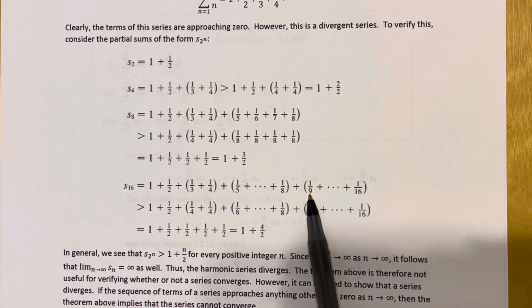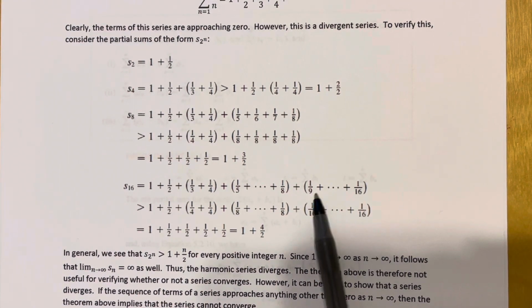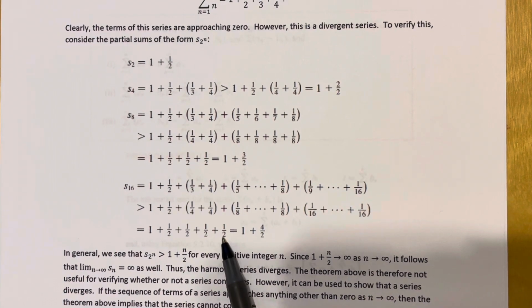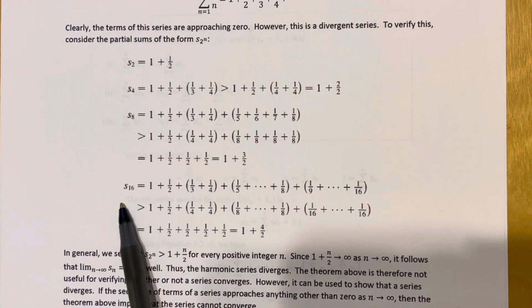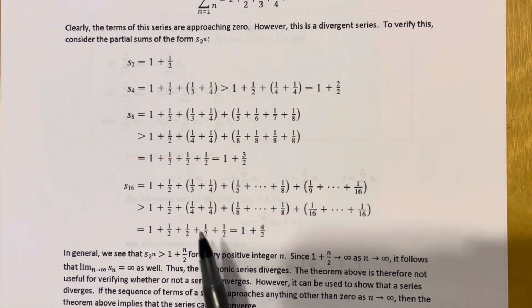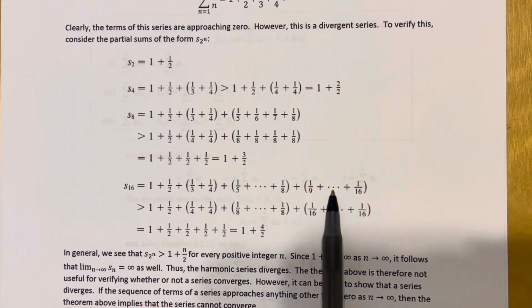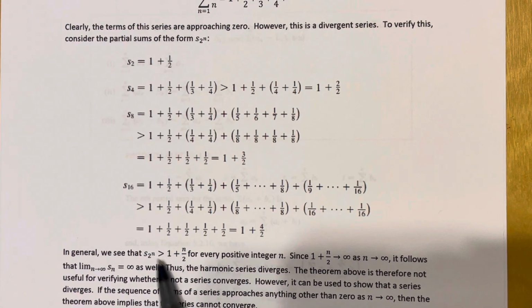Here, I have 1/9 through 1/16. I'm going to replace everything by a 1/16. So everything gets smaller. So this sum is smaller than this sum, but this sum adds up to 1/2. Okay, so you can see you can repeat this indefinitely. You can keep finding powers of 2 forever, and every time I find a new one, I can make some replacements to show that the partial sum here is greater than a partial sum that is 1 plus a whole bunch of 1/2.